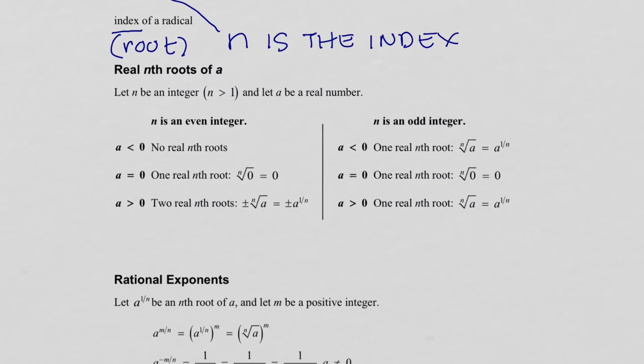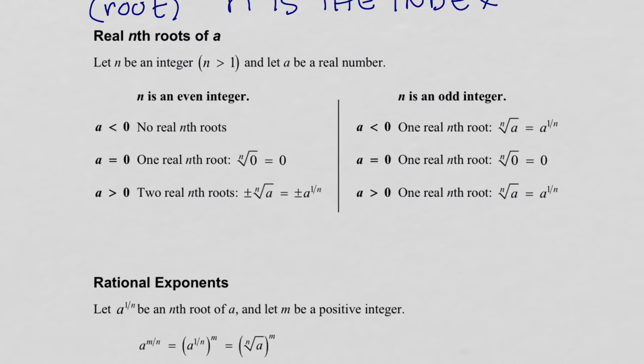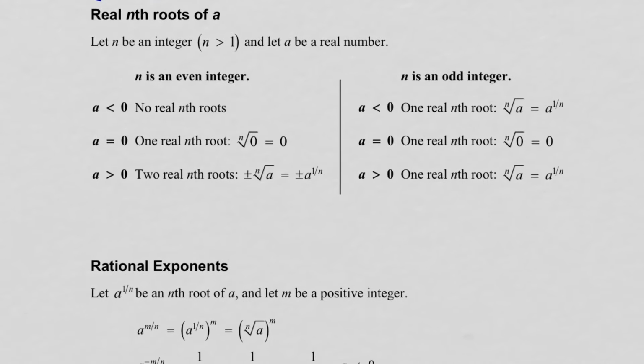Real nth roots of a. So we're looking at 2 different types right now. So if we look at this as n is an even integer. So what does that mean? That means the square root, it means the 4th root, it means the 6th root, any of those that have that even index.